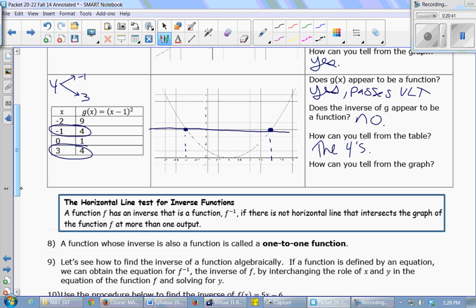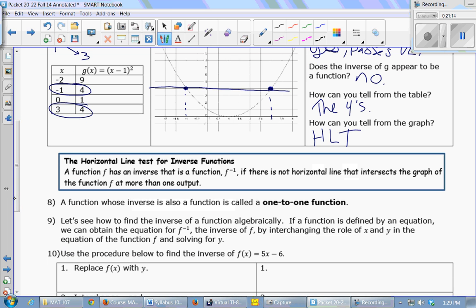So how can you tell from the graph? Horizontal line test. Okay, because just like the vertical line test, you sweep a horizontal line through the graph. If it ever hits more than once, the inverse is not a function. So here it is written out again. If there is not a horizontal line that intersects the graph of the function f at more than one output, then its inverse is also a function.